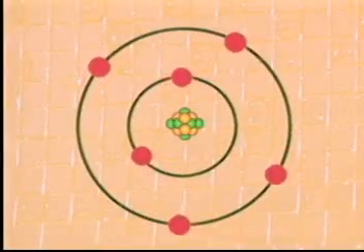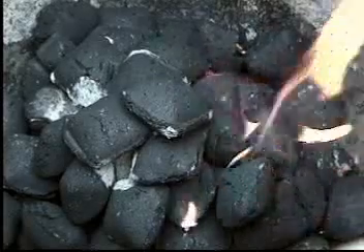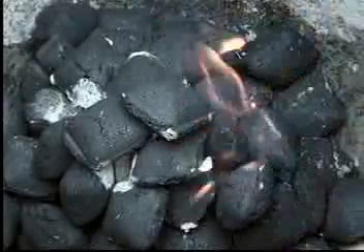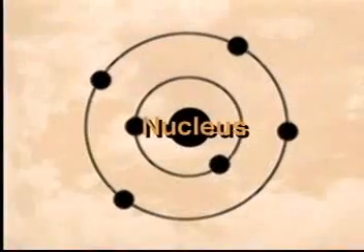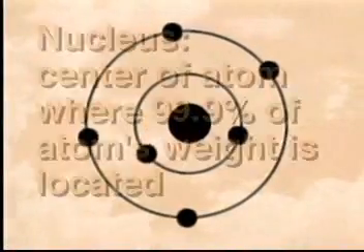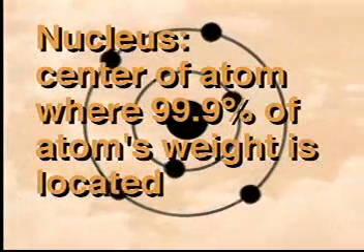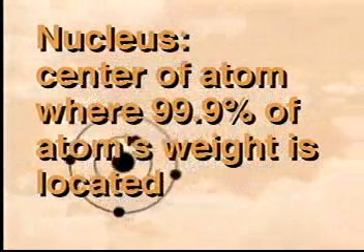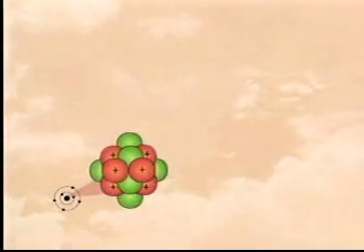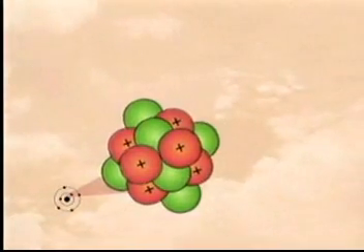This is an atom of carbon, a substance found in charcoal and diamonds. The nucleus is the center or core of the atom. It is where 99.9% of an atom's weight is located. The nucleus contains protons, as seen here in red, and neutrons, seen here in green.